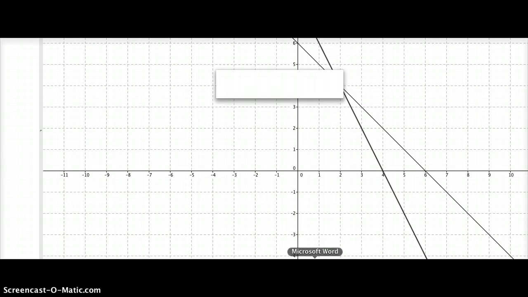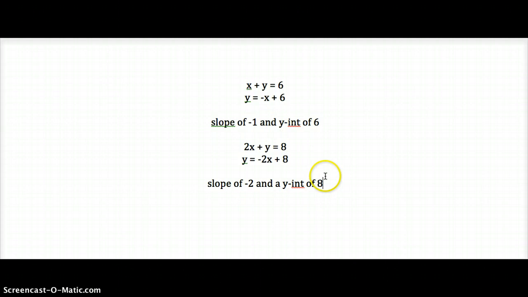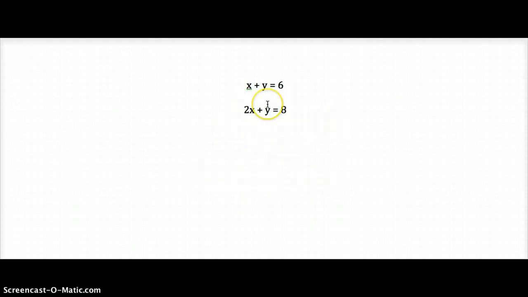So let's go back to our equation and test it. Okay, let's look at our system of equations. Here are our two equations, and let's see if the point 2, comma 4 works in both equations. Let's plug it into the first one. 2 for x plus 4 for y equals 6. Well, sure enough, 6 equals 6. That one works. Great. Okay, let's plug it into this bottom one. 2 times 2 for x plus 4 for y equals 8.